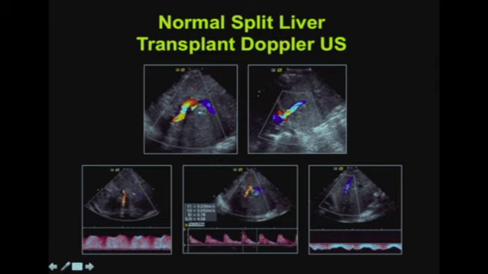So here is a left hepatic lobe graft, and we see the portal vein here, somewhat slightly pulsatile flow, but antegrade flow, the hepatic artery, and hepatofugal flow within the hepatic vein.